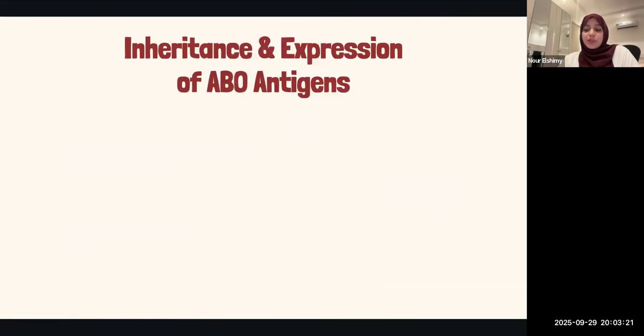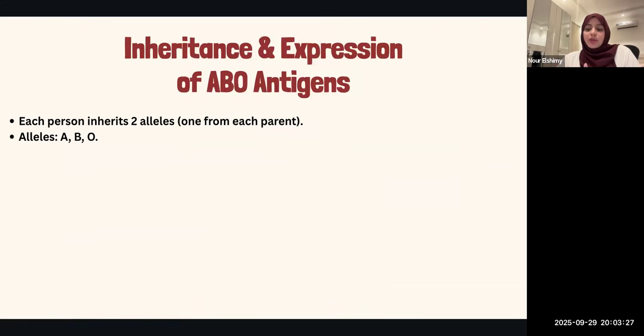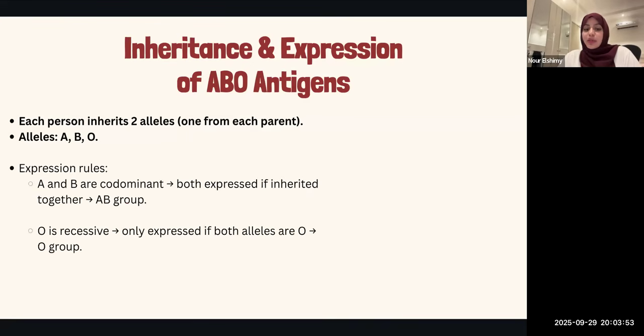How do we inherit those different alleles and how are they expressed in our body? Each person inherits one allele from each parent, and this is where dominance takes place. We have three different alleles, A, B, and O. You need to know that A is dominant over O, and B is dominant over O. However, A and B are co-dominant, meaning that they're expressed together. So if you inherit one A allele from your mom, let's say, and one B allele from your dad, they're both going to be expressed, and you're going to become AB.